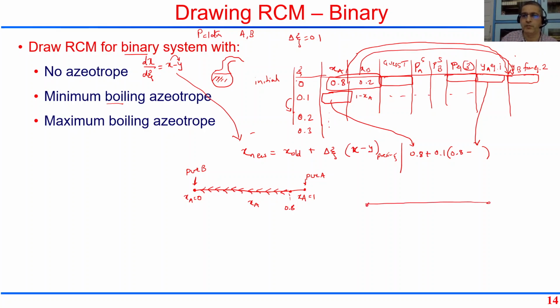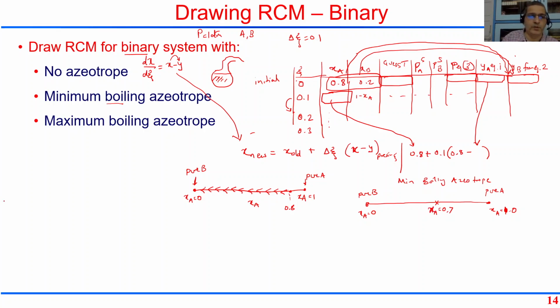So if we have A and B, this is our minimum boiling azeotrope. So this is pure A, this is pure B. XA is equal to 0 here, XA is equal to 1 here. Suppose our azeotrope composition is, let's say, XA is equal to 0.7.